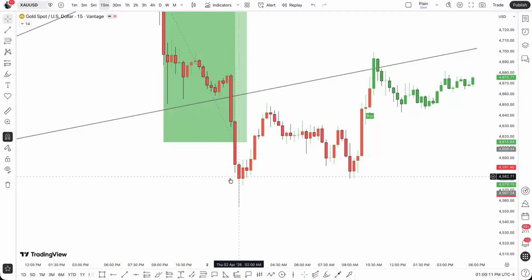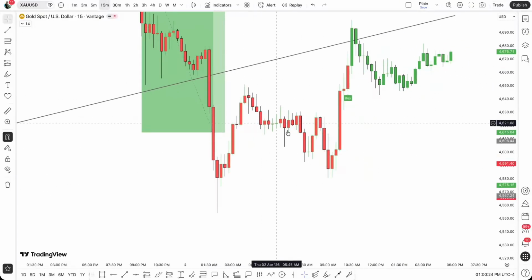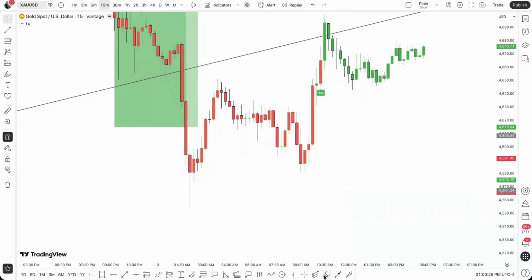Why? Because there are a lot of buy orders. While the market was selling off, there were a lot of buy orders right here. That's why this market was quickly bought up immediately. And what happened after the market was bought up is it came to close up this gap right here and then it came back down. Now you can see right here, this is the lowest point the market went to.